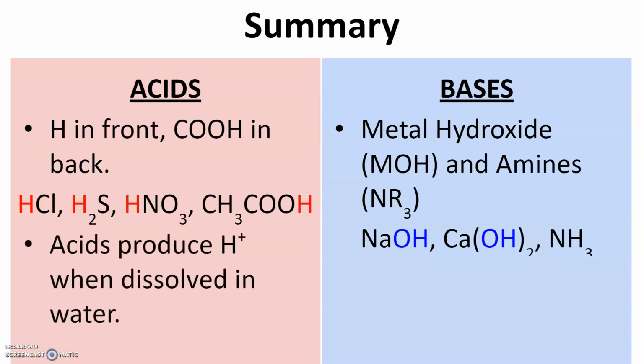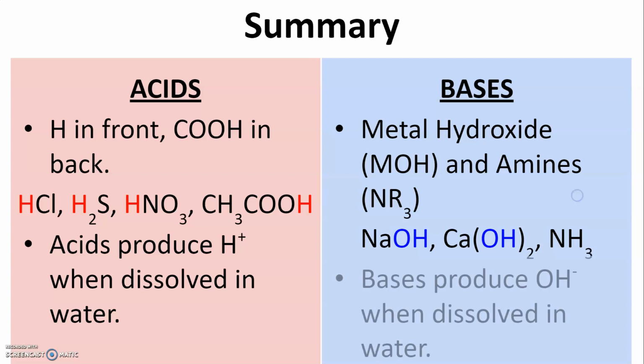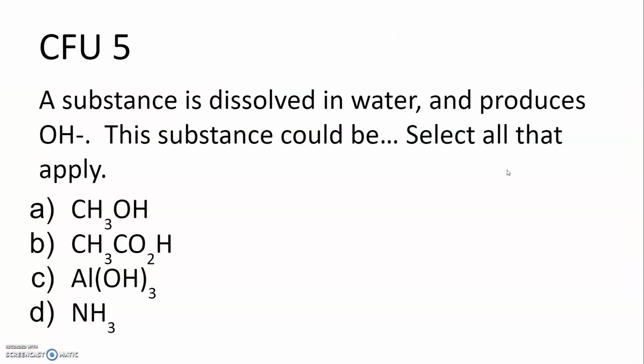Now, what makes something an acid? An acid produces H plus when dissolved in water. So if there's an acid in the water, the amount of H plus is going to go up because it's going to make H plus. Whereas bases are going to produce or release OH minus when dissolved in water. So that's pretty much the main things that you need to know in terms of defining, recognizing and identifying acids and bases.